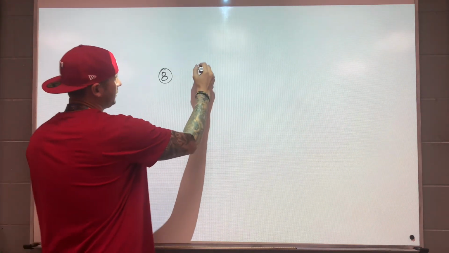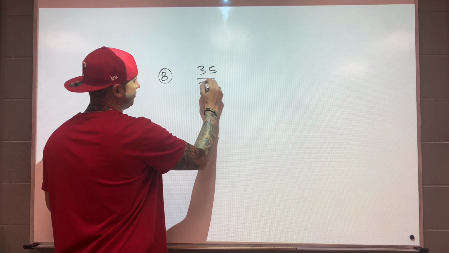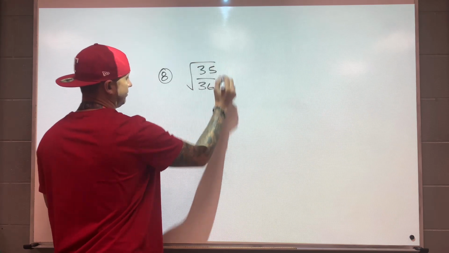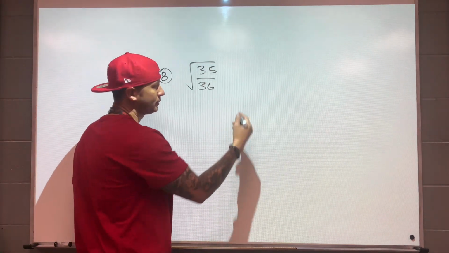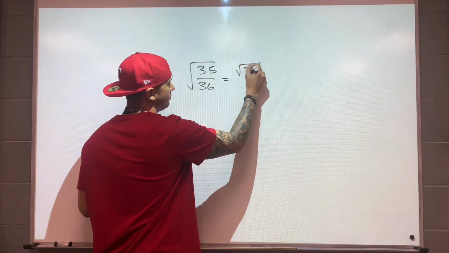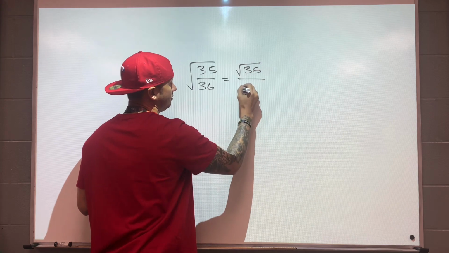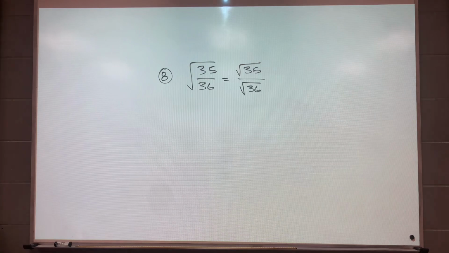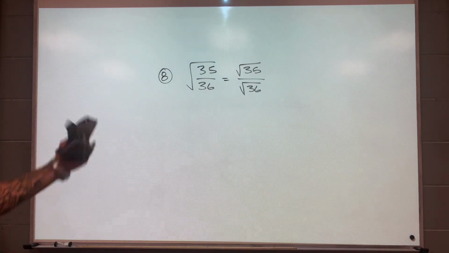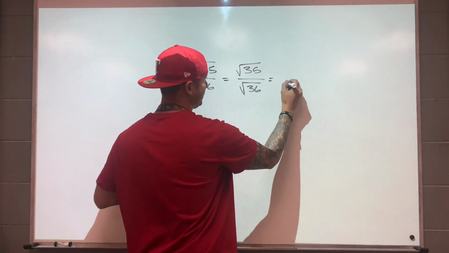Number 8, 35 over 36. All right, I'm gonna, again, same property. Square root of the top, square root of the bottom. Perfect square on the bottom, 6.